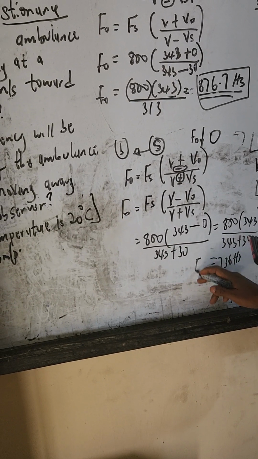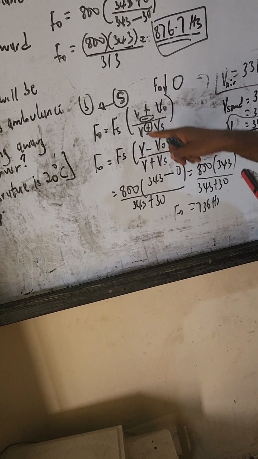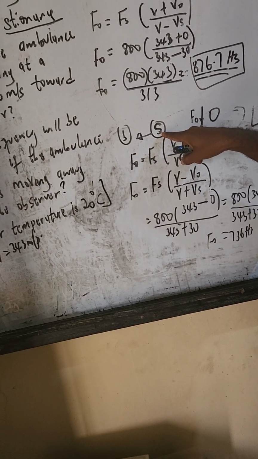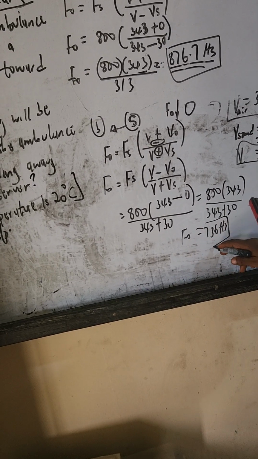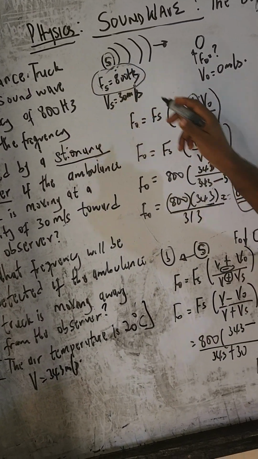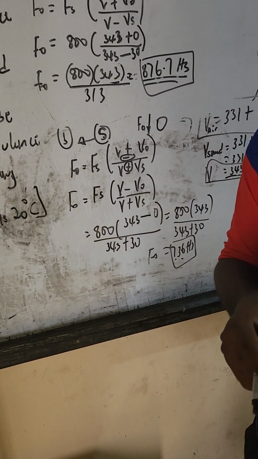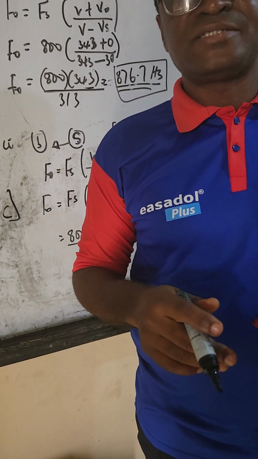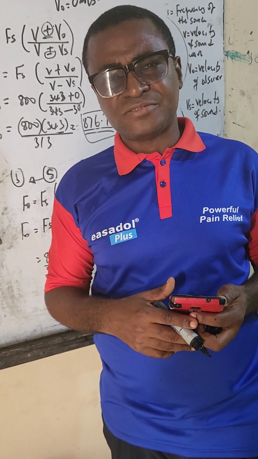We can see that the frequency of the observer decreases the moment the source moves away. If you compare the frequency of the observer to the frequency of the source, we can see that there is a decrement. So that is the fundamental calculations under the Doppler effect.